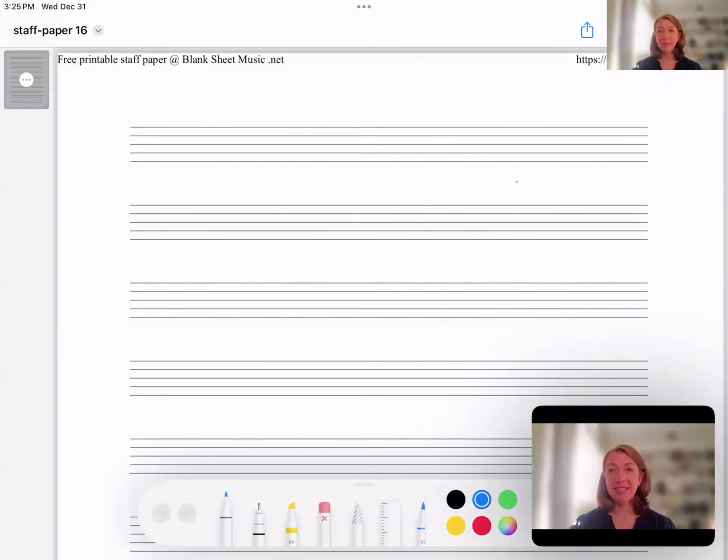Now that we have established that scale degree ladder in our heads, we are ready to begin working on our melodic dictation. So please grab some staff paper and a pencil, and we will get set up for that. Let's set up the space for our melodic dictation.